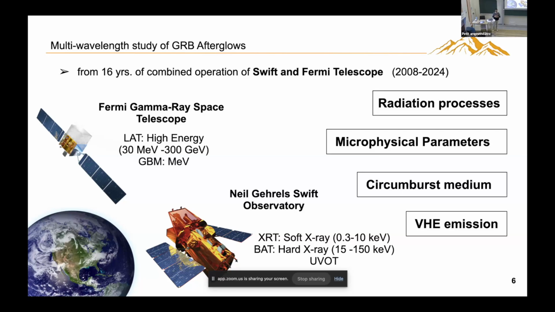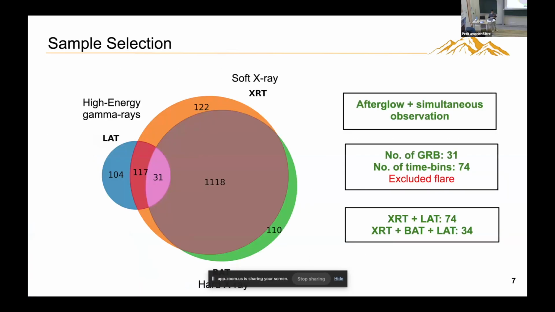With that, I would also like to answer the question whether these GeV afterglows can also emit very high energy emission that we cannot see just because of the duty cycles. So, how I chose my sample: since we are interested in simultaneous observations of the afterglow, from these 16 years of observation, with these criteria, I found only 31 GRBs with 74 time bins selected.